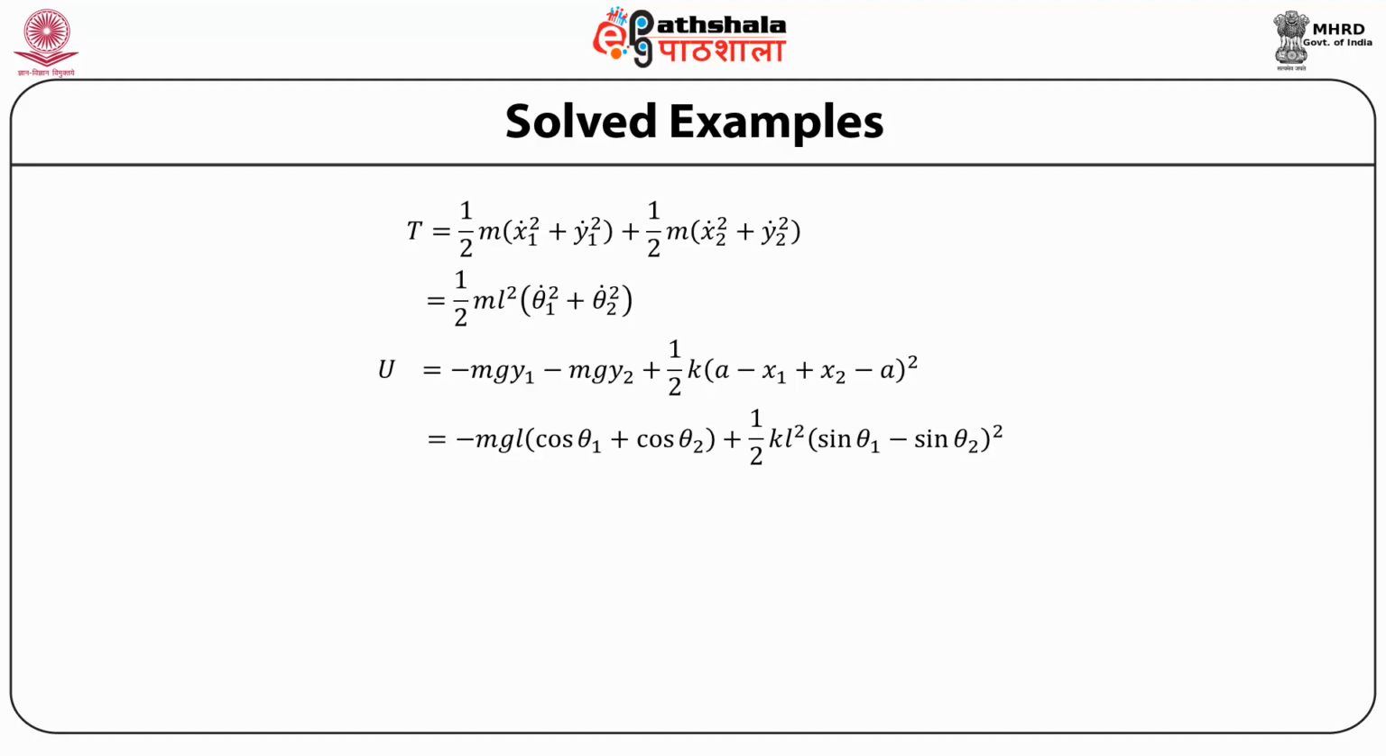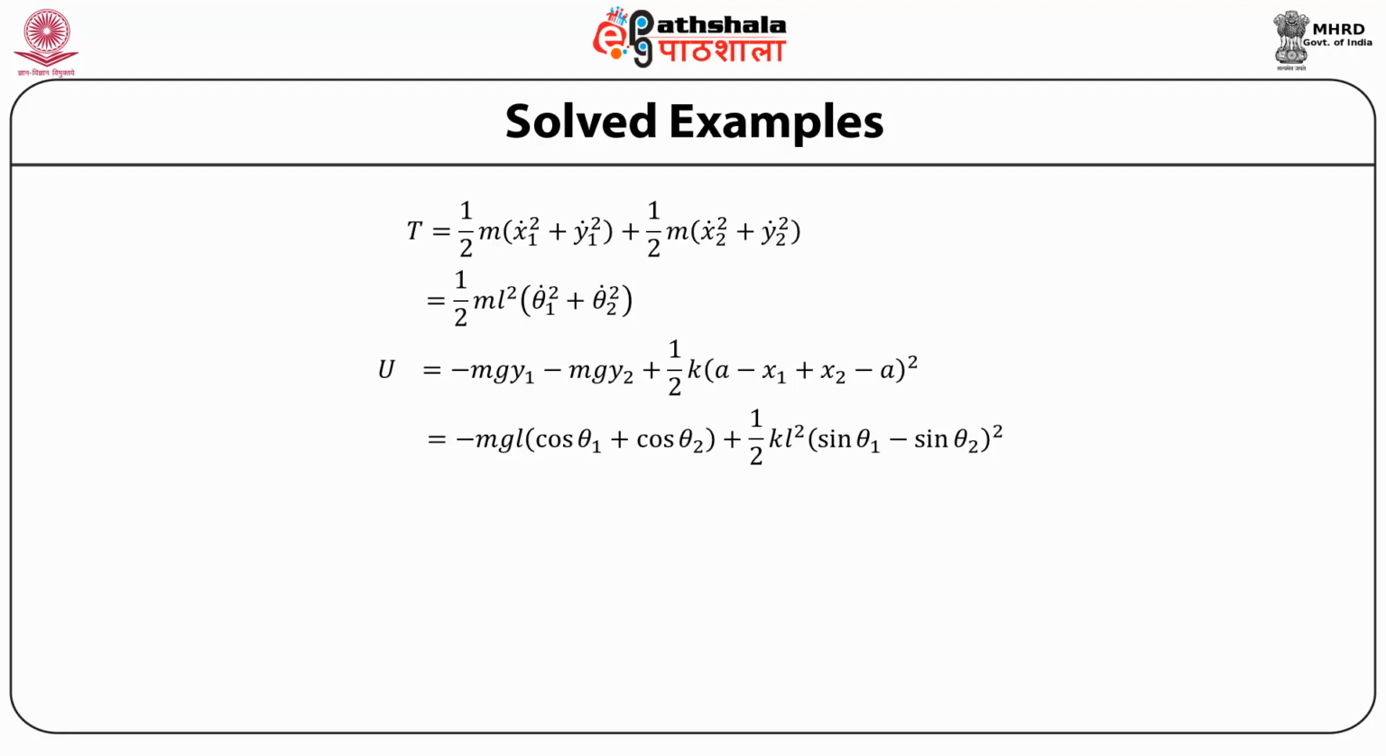because the unstretched spring has length a, and the way we have defined our coordinates, you can see that the change in the length of the spring is a minus x1 plus x2 minus a. Therefore, the potential energy can be written as U equal to minus mgl times cosine theta 1 plus cosine theta 2, because y1 is equal to L cosine theta 1 and y2 is equal to L cosine theta 2, plus half k L square times sine theta 1 minus sine theta 2 whole square.